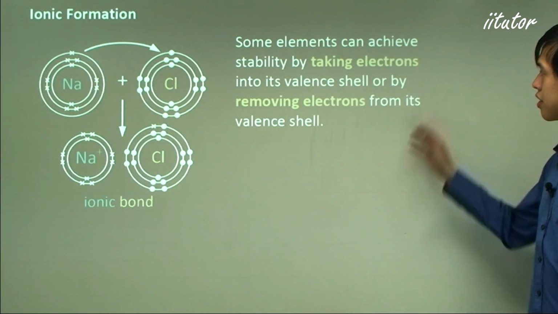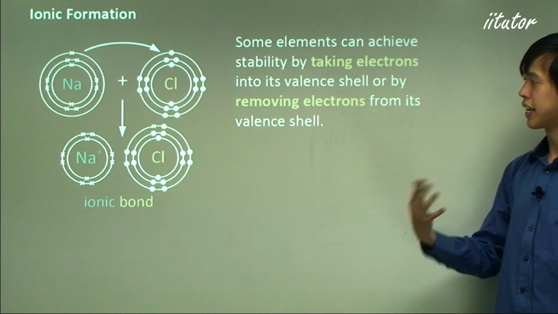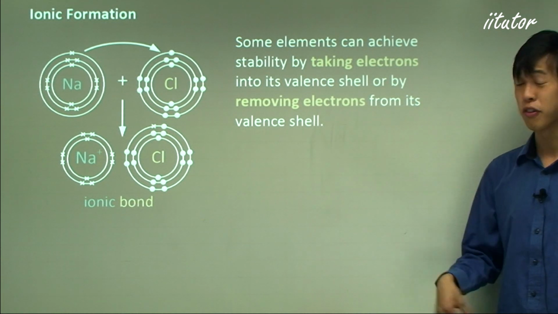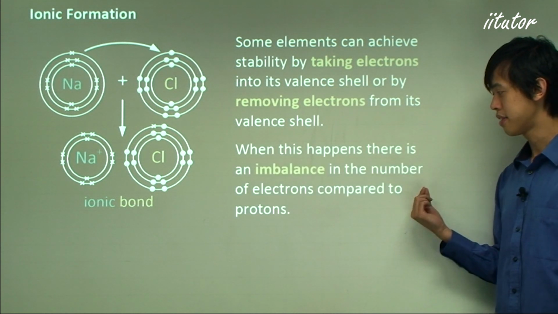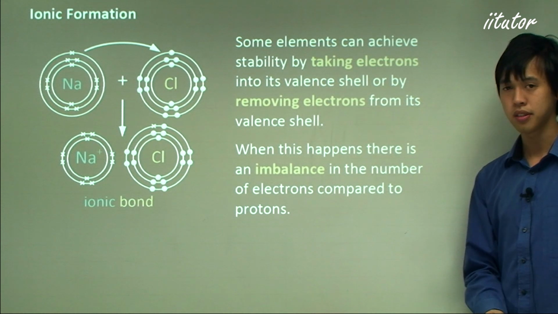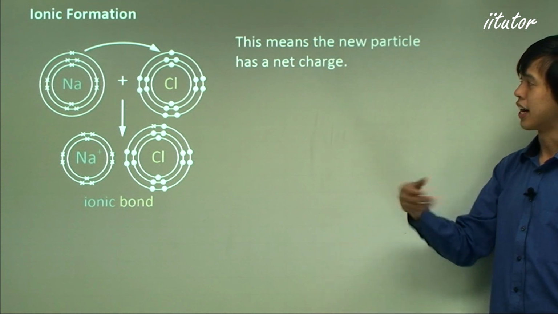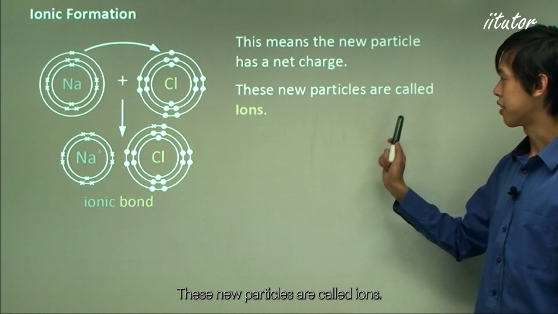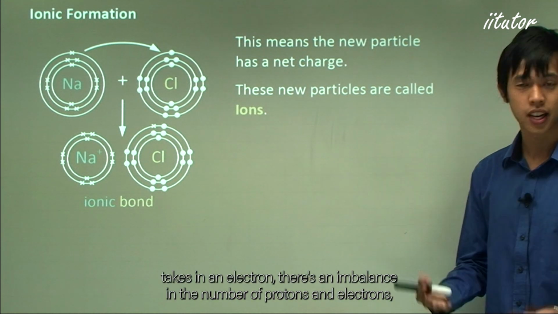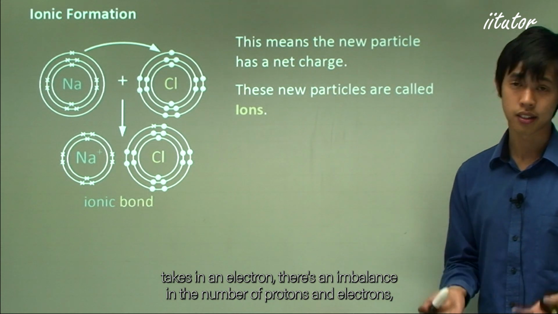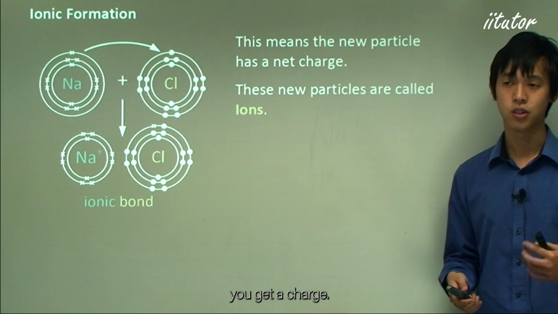Ionic formation. Some elements can achieve stability by taking electrons into their valence shell or by removing them from their valence shell. When this happens, there is an imbalance in the number of electrons compared to protons, and this means the new particle has a net charge. These new particles are called ions. So when an atom gives away an electron, or an atom takes in an electron, there's an imbalance in the number of protons and electrons, and you get a charge.